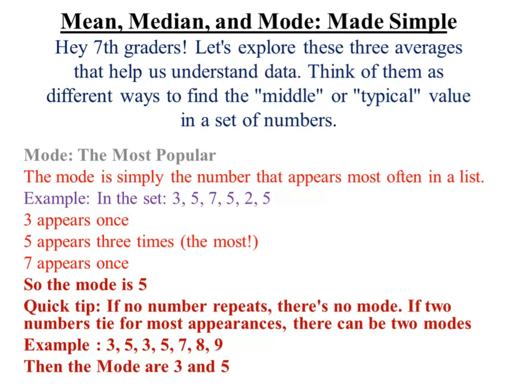And also, I would like to give you a quick tip. The tip is, if no number repeats in a number set, then there is no mode. But if two numbers repeat the most in the number set, then there can be two modes. So coming to the example given in the slide, you can see that number 3 and number 5 appear twice. Therefore, the modes are number 3 and number 5.